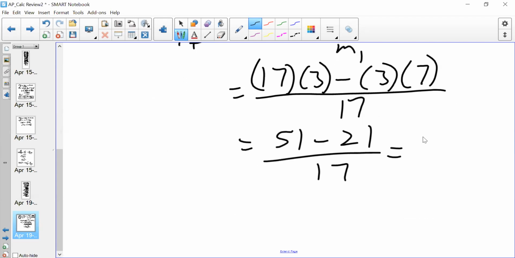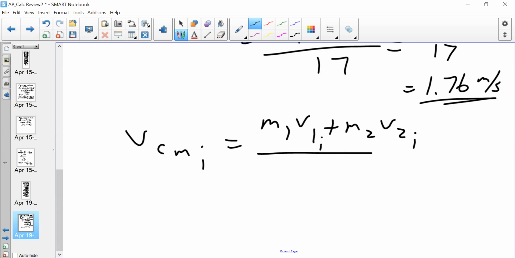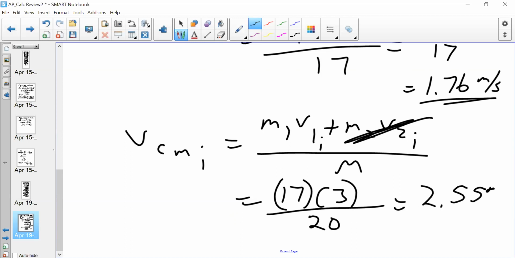This becomes 1.76. So the big mass in the end moves at 1.76 meters per second. Now let's find the velocity of the center of mass in the beginning. That's the collection of all the particles, M1 V1 plus M2 V2, all initial, over M. Well, this one is not moving, so it's 17 times 3 over the collection of masses, which is 17 plus 3. This is 2.55 meters per second.